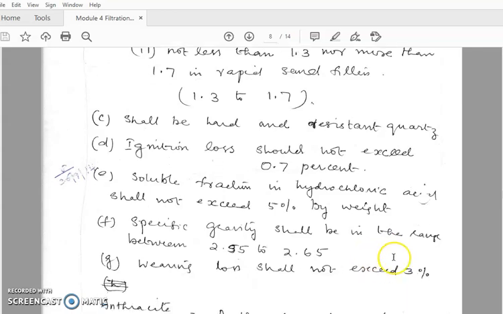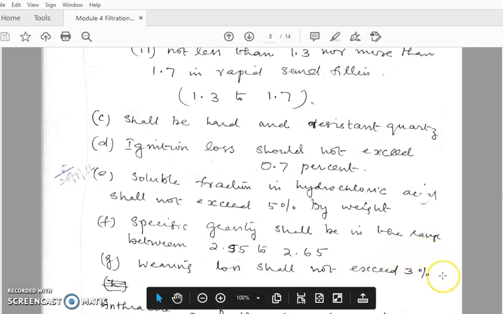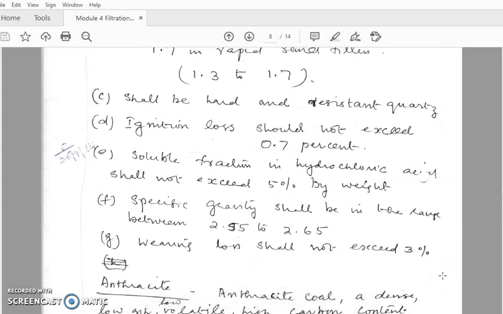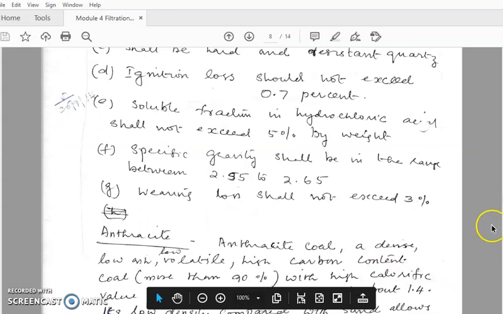Now the next one is, the wearing loss shall not exceed 3%. Wearing loss means when we handle the sand, deposit it in the filter box, and take it back for washing, it should not lose or waste more than 3% of its weight. So these are the characteristics of the sand which we select for the filter media. Now coming to the anthracite.